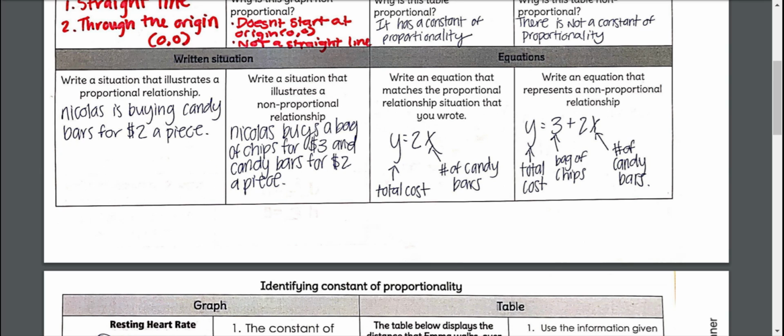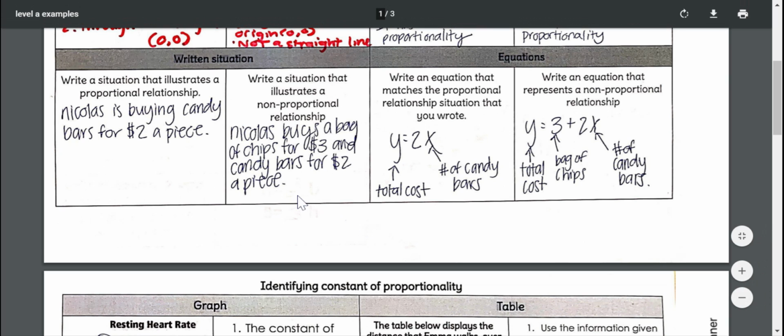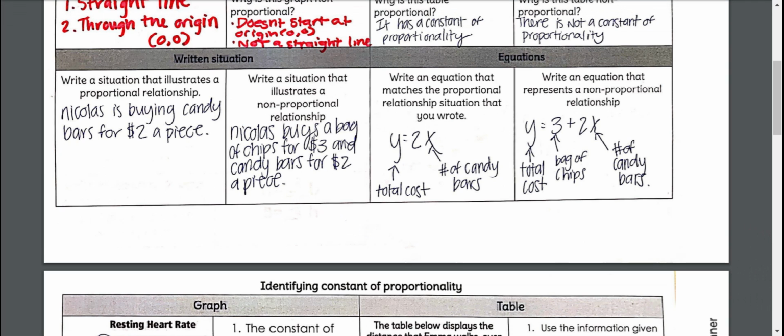That's a constant rate. For my non-proportional relationship, one way you could do it is having a starting value, then a constant rate. Because remember, it can only be a constant rate. If you have a starting value plus a constant rate, it is non-proportional. So for mine, I put Nicholas buys a bag of chips for $3 and candy bars for $2 a piece. So that one, he's paying the $3 plus $2 per candy bar. Thus, that is not proportional because it's not going to be a constant rate.